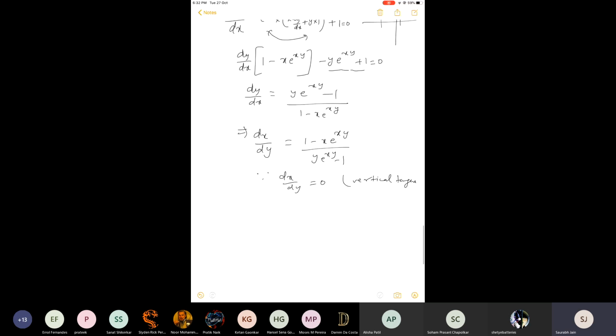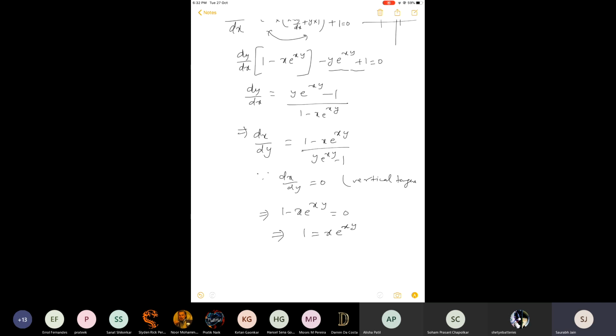So basically this will become 1 minus... what will happen when you put something equal to 0, it is in numerator upon denominator form. So what will happen? Denominator will shift to 0. You will be left with this. Okay. So 1 equals x e to the power xy.